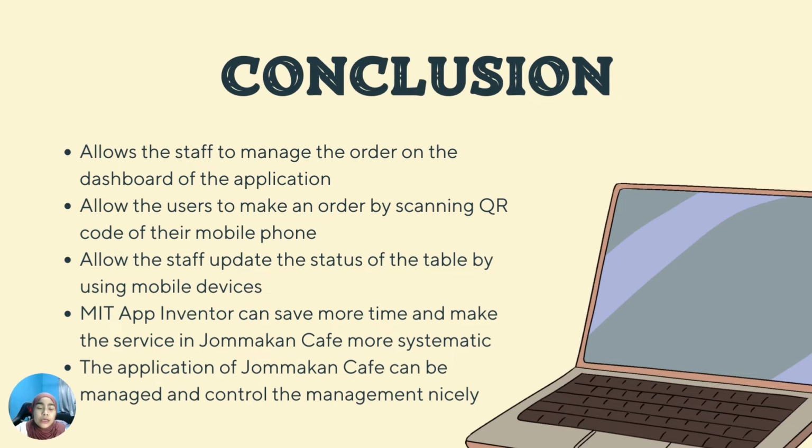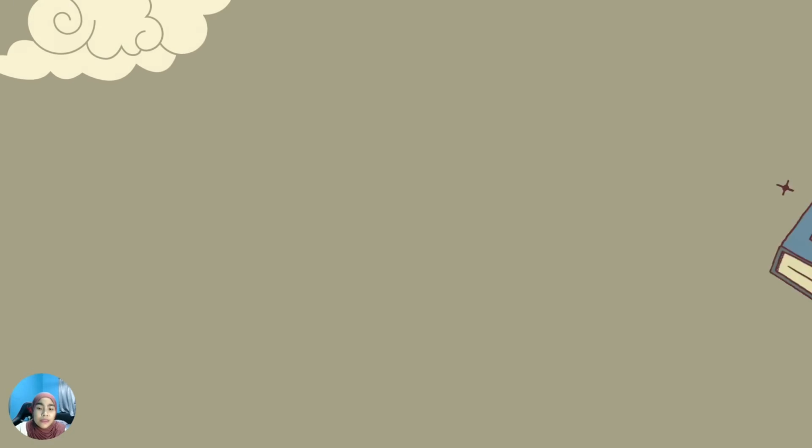Okay, for the conclusion, it allows the staff to manage the orders on the dashboard of the application. Next, it allows the users to make an order by scanning the QR code with their mobile phone. And next, it also allows the staff to update the status of the table by using a mobile device. The MIT App Inventor can save more time and make the service in Jom Makan Cafe more systematic. The application of Jom Makan Cafe can be managed and controlled nicely.